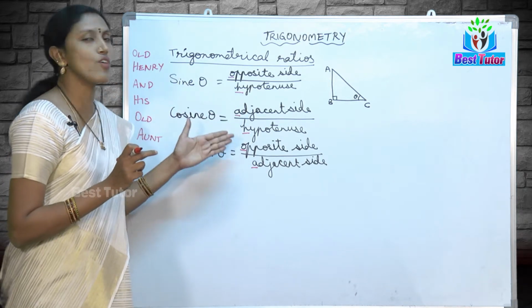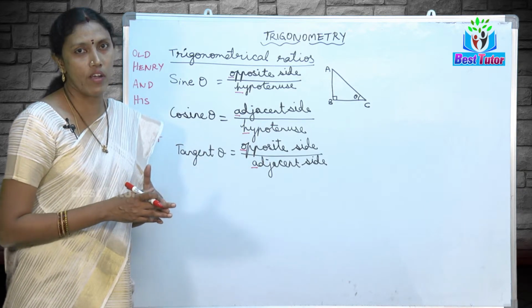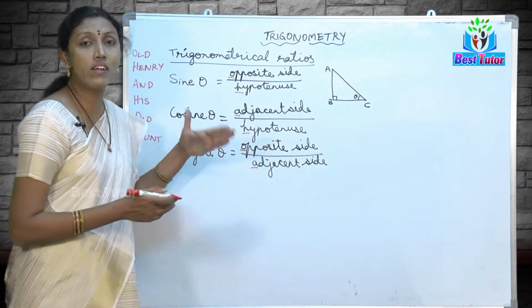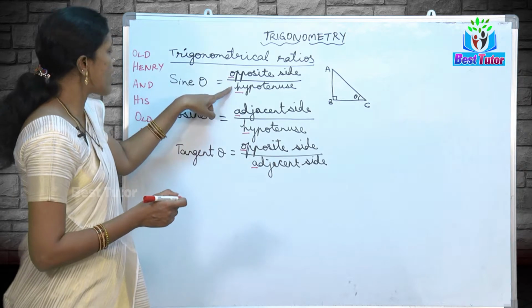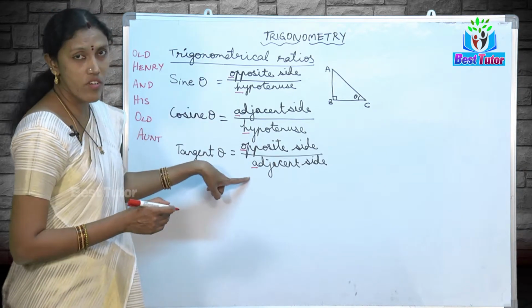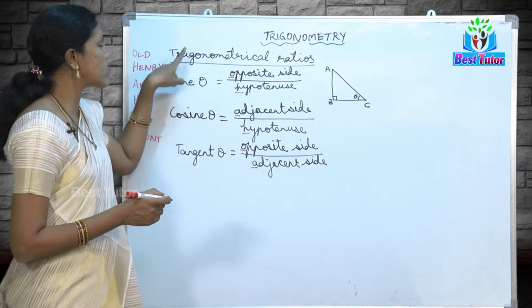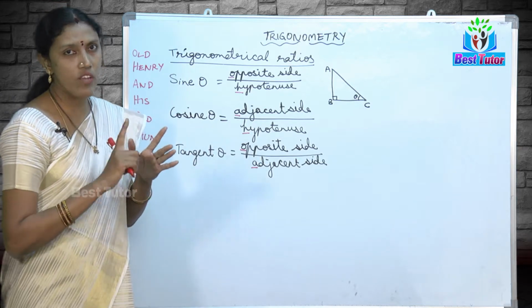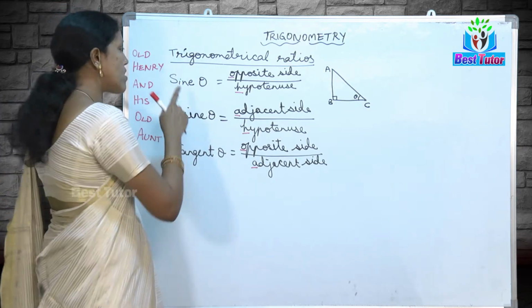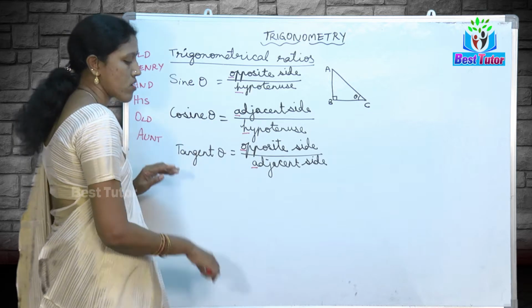And these 3 ratios are going to form the basis of trigonometry, right? We can write down the remaining 3 ratios using these. Old Henry and his old aunt. You ought to remember this order: sine, cosine, tangent, right? There is no option over there. Sine theta, cosine theta, tangent theta.